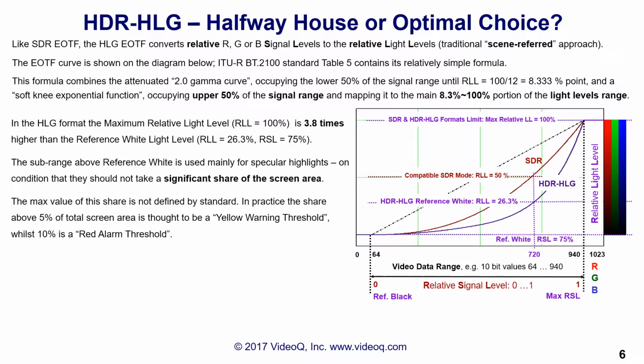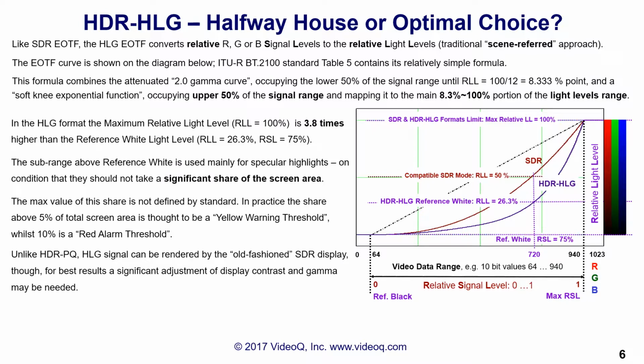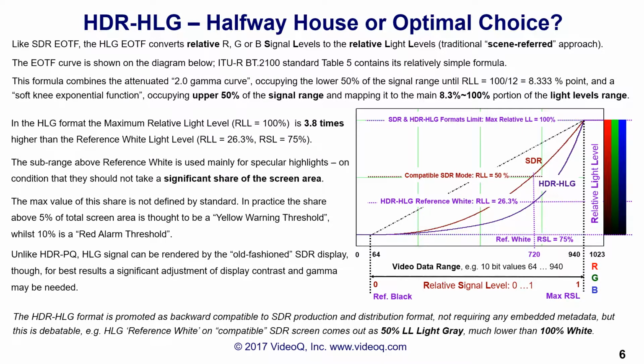The HLG format is promoted as being backwards compatible with SDR production and distribution, with no metadata required. But this is debatable. For example, HLG reference white on a compatible SDR screen comes out as 50% light gray, which is much lower than 100% white.